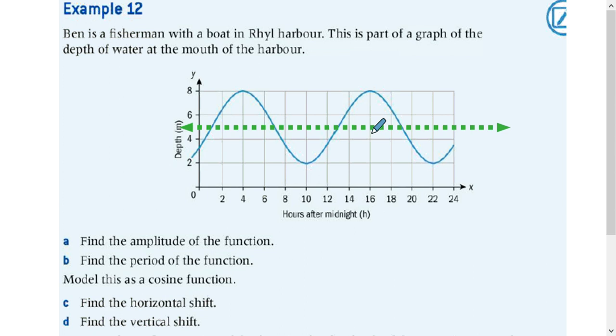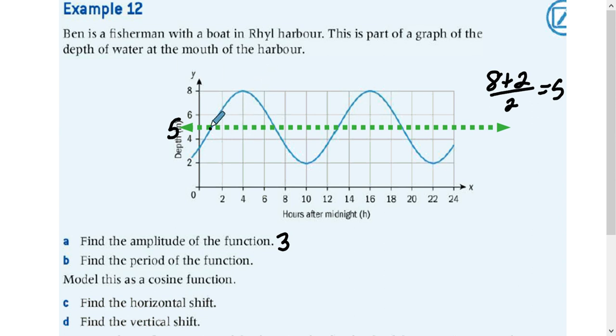The other thing is, if we're trying to find a value in between, remember we're averaging them. So it's halfway between 8 and 2. How do I find a value in between? Add them together, divide by 2. So therefore my midline here is at 5. It's exactly at 5. And once I know that, I can very quickly find my amplitude. From 5 to 8, what's that? That's 3.